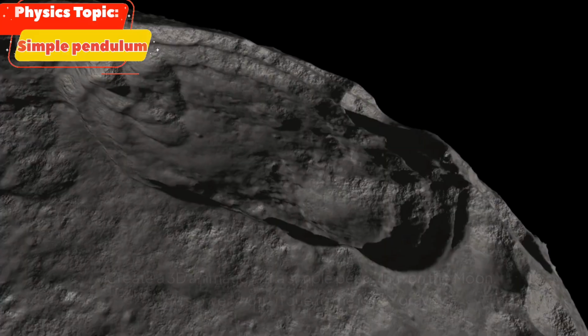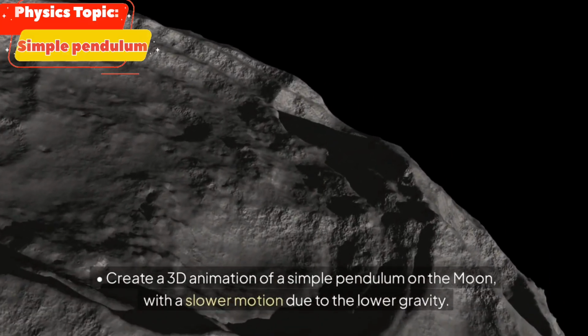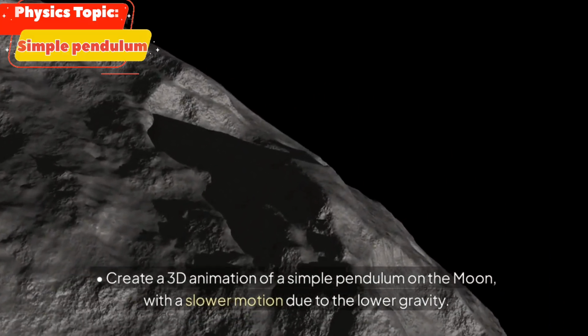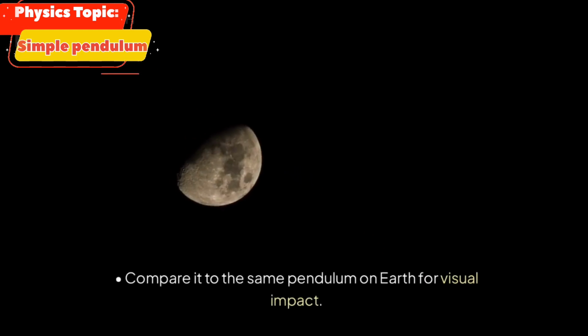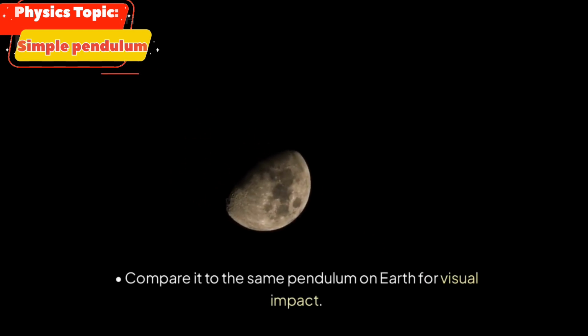Measuring gravity on the moon. Create a 3D animation of a simple pendulum on the moon, with a slower motion due to the lower gravity. Compare it to the same pendulum on Earth for visual impact.